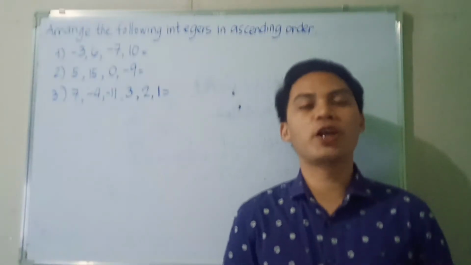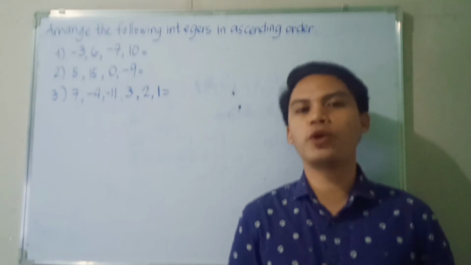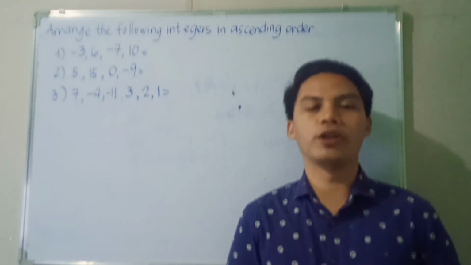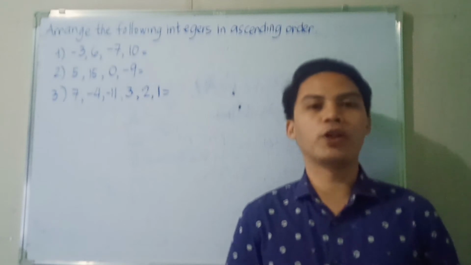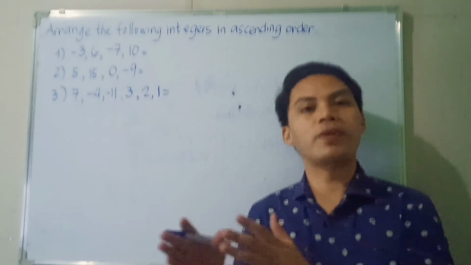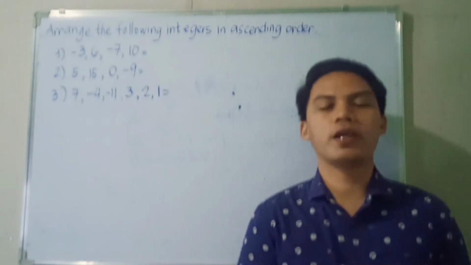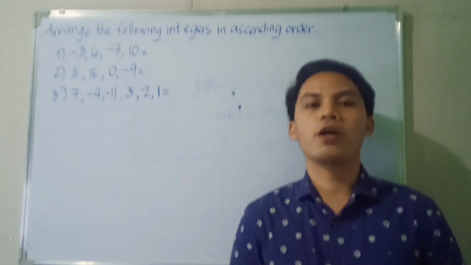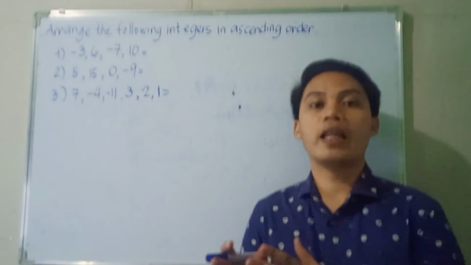Good day learners! Ngayon pag-uusapan natin how are we going to arrange numbers in ascending and descending order. So pag sinabi natin ascending order, we're going to arrange the numbers from the least to the greatest. At pag sinabi naman natin descending order, we're going to arrange the numbers from the greatest to the least.